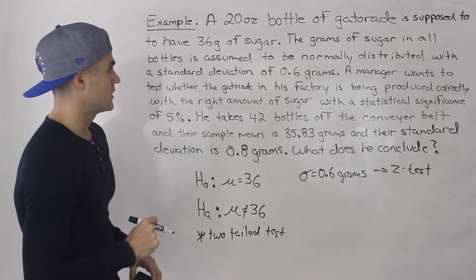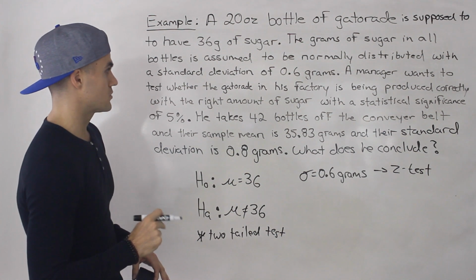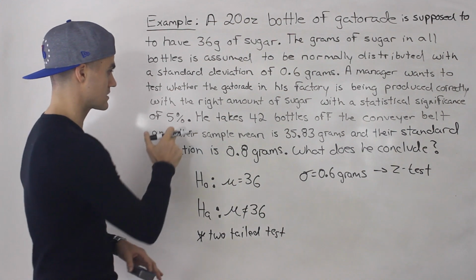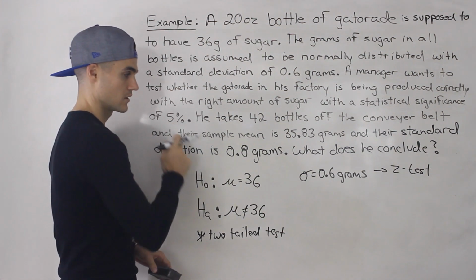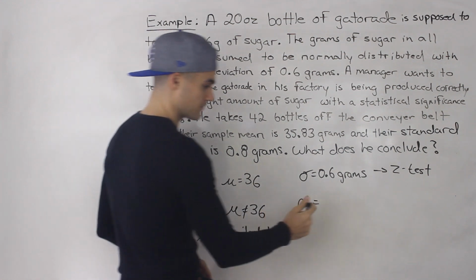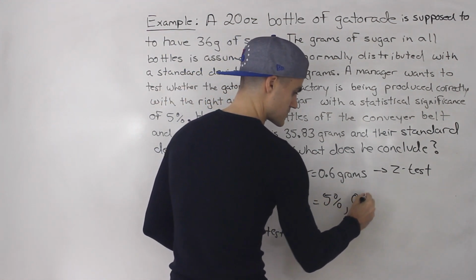And then let's keep reading. The manager wants to test whether the Gatorade in his factory is being produced correctly with the right amount of sugar with a statistical significance of 5%. So remember, significance is given by the alpha symbol and it's 5%, or you could put it in decimals, 0.05.